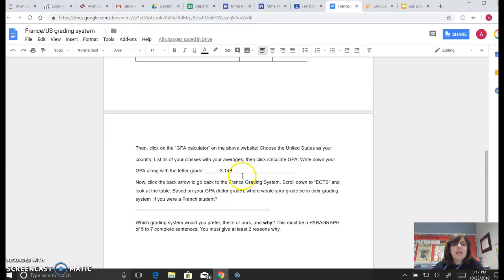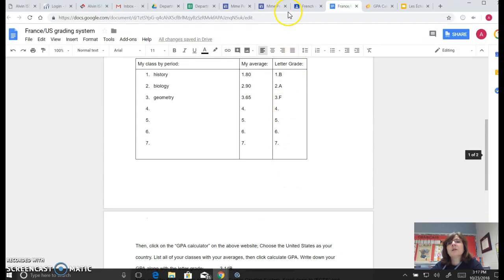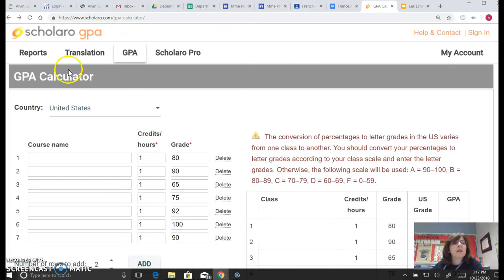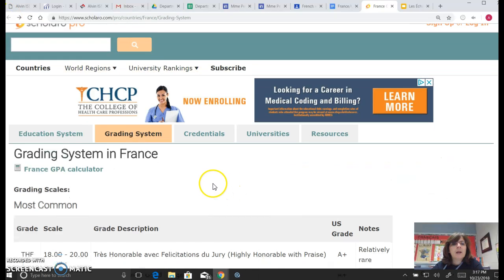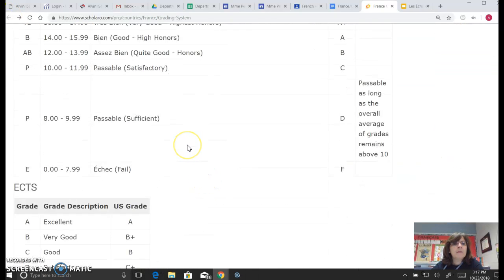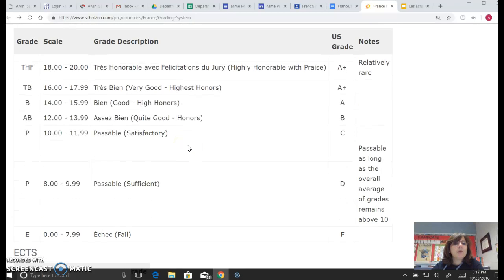3.14 is a B. Now it says to click the back arrow to go back to the France grading system. And you're going to scroll down to ECTS and look at the table. Based on your letter grade, where would your grade be in their grading system if you were a French student? So let's look back over here. It says to click the back arrow, so we're going to do that. All right, here we are again. First of all, it's a 3.14, which is a B, so let's look up here at this table.